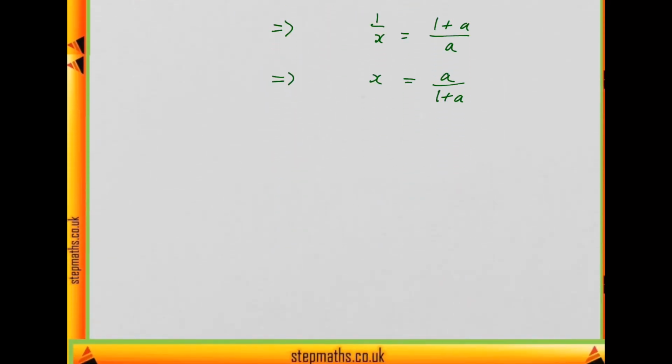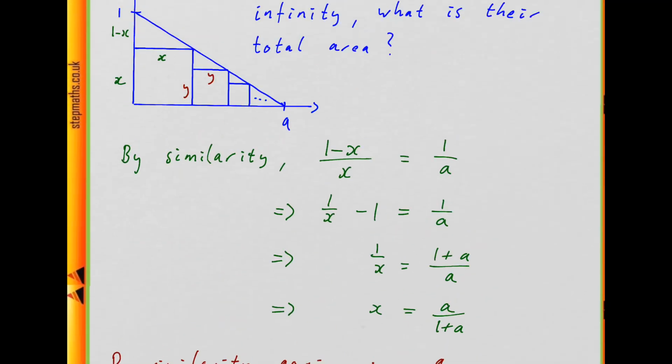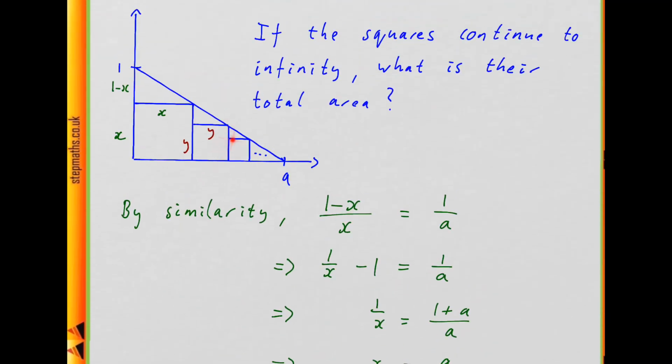So what does that mean? It's the same thing as saying where x was equal to a over 1 plus a times 1, to get to y we're going to have to multiply by this factor again. So y is going to be a over 1 plus a times x. And then we can see that for all the other squares it's going to be the same each time, because they're all similar, we're just multiplying by the same scale factor of a over 1 plus a.